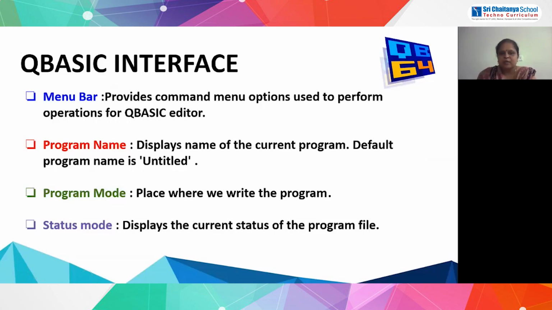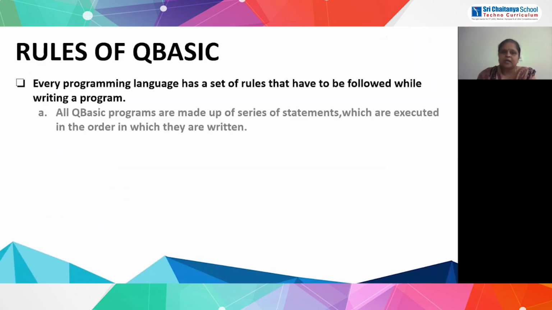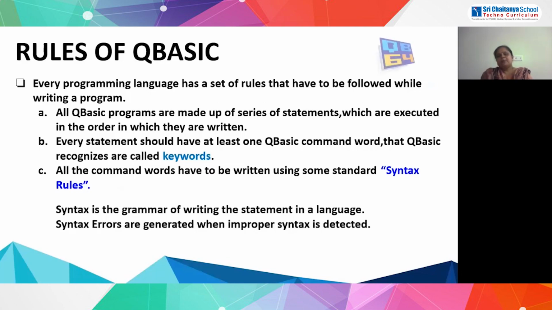And the program name is the name of the current program. Program mode, where we are going to write the program. And the status mode, where the current status of the program will be displayed. Is that clear? Okay. Then when I'm writing a program, I need to follow some of the rules.